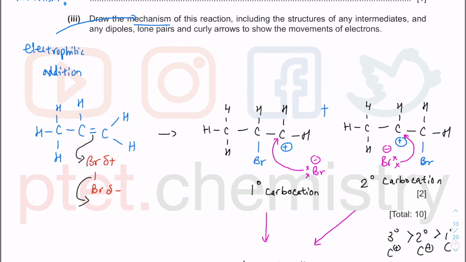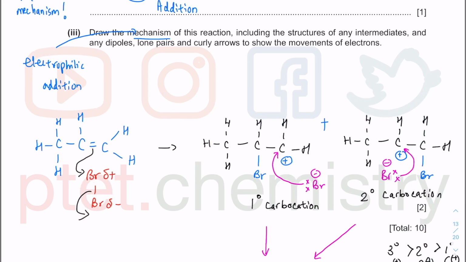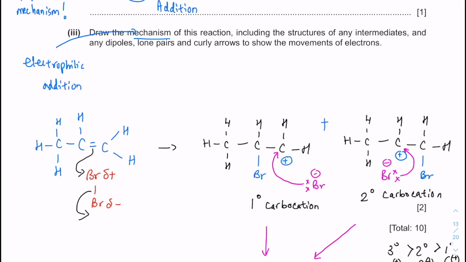I'm sure you won't get penalized if you don't draw the other intermediate, but you still need to show rich attacking the poor, the dipoles, the lone pair on the Br minus attacking the carbocation carbon, giving you the final product to complete the 2 marks mechanism there. And that's the end of that 10 mark question.